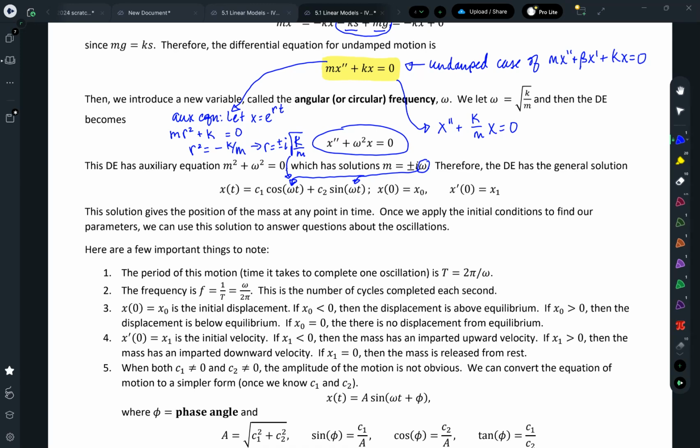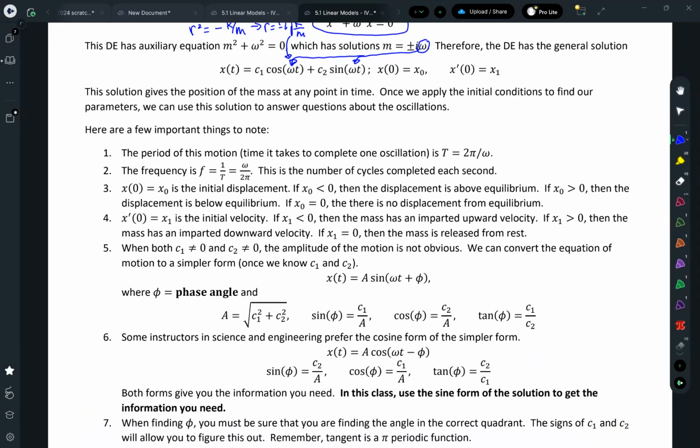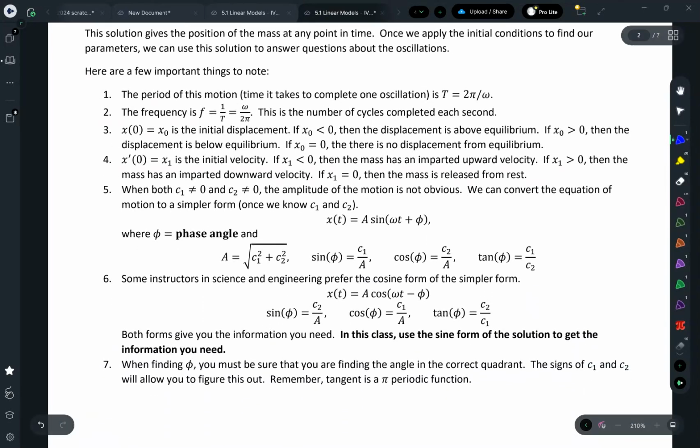And once we apply those initial conditions, then we can answer questions about the oscillations, any questions that they come up with. So I've made this list of some important things to know, and it's a lot. It's a whole lot, but I just wanted to take what was in the book and summarize it in one place, so you don't have to keep going back and trying to find all these things. So here they are. The period of motion. You're going to get asked questions about this. That's just the time it takes to complete one oscillation. Can be found by calculating big T equals 2 pi over omega. This would be the same as 2 pi over the square root of k over m.